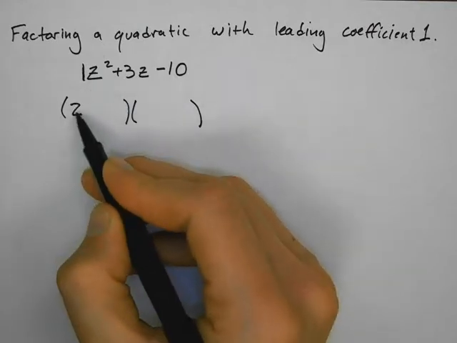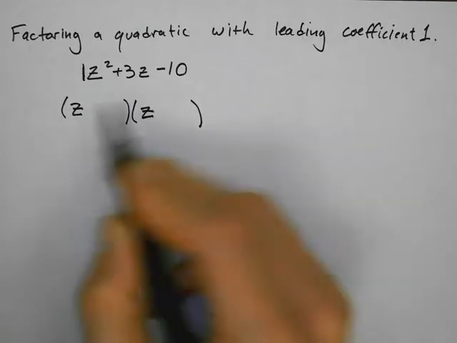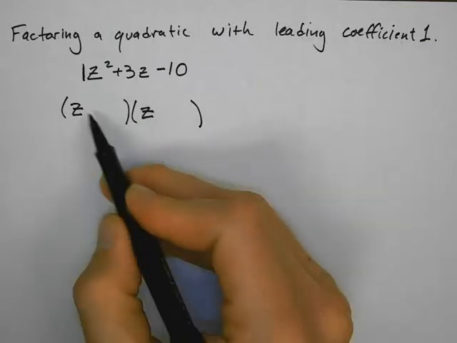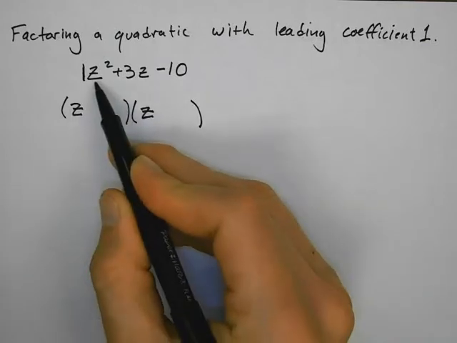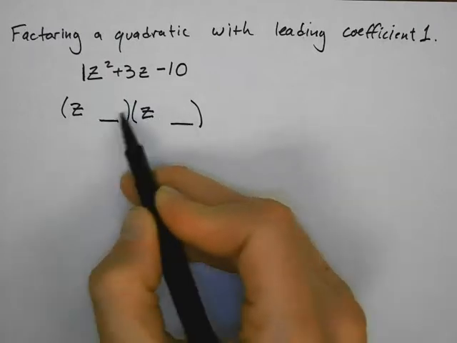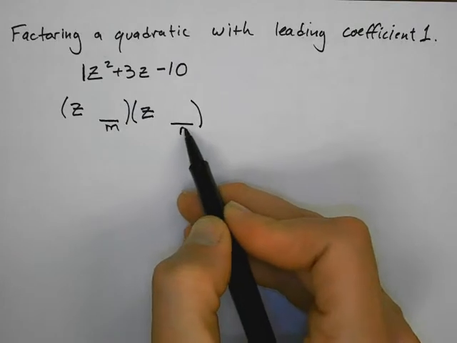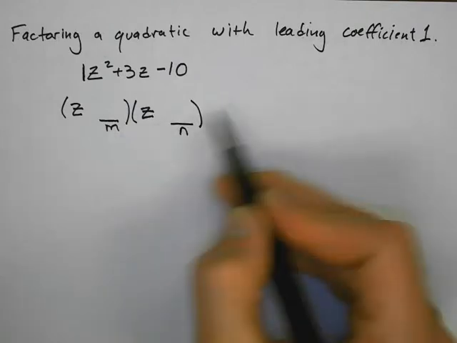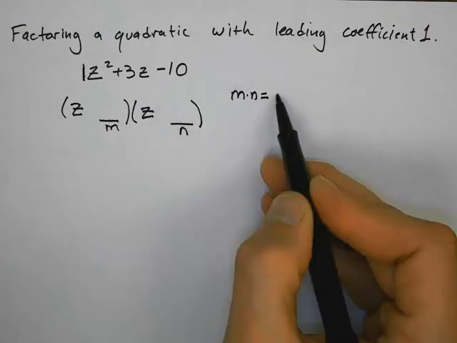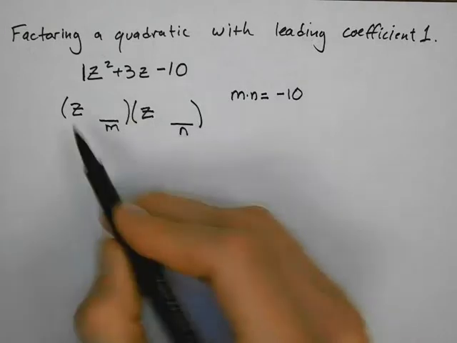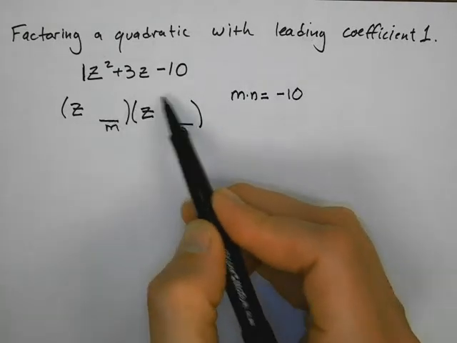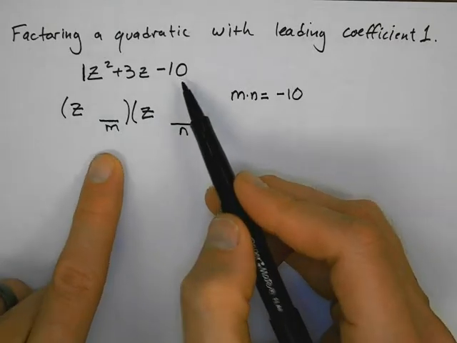If that's the case, I would start by writing the first term of each binomial with a z, because when we FOIL this out or multiply this out, we want z times z to be my z squared term. Now we have to figure out what two numbers are going to go here and here. I'm going to call them m and n, and we want to find two numbers m and n such that when we multiply them together we get the product of -10. Because remember, when we FOIL, one of the last things we do is multiply these two coefficients together, and we'd want that to be -10.